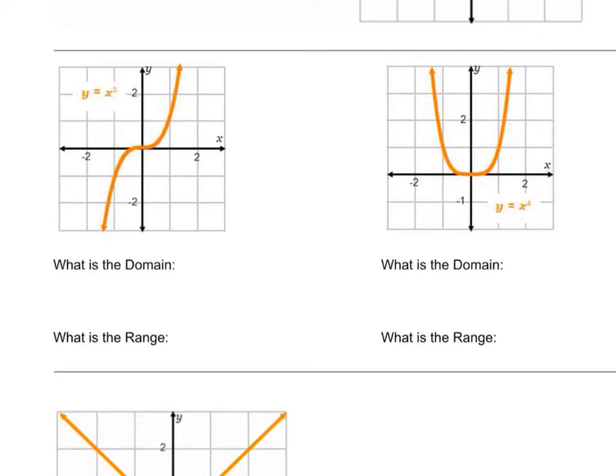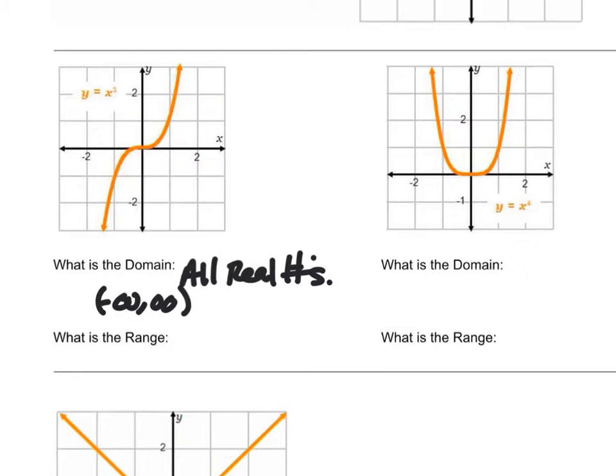Okay, next one. Let's take a look at a cubic function. And remember what I said about polynomials. This is a polynomial. Okay, x cubed is a polynomial. And it says, what is the domain? The domain is all real numbers. So I can plug in negative x values, I can plug in 0, I can plug in positive x values. And if I wanted to put that in interval notation, I would say this goes from negative infinity to positive infinity. Okay, and then what's the range?